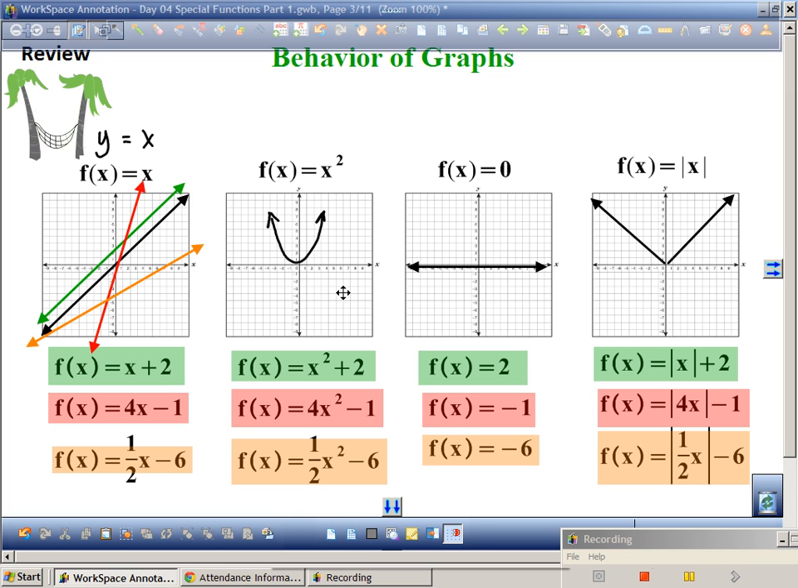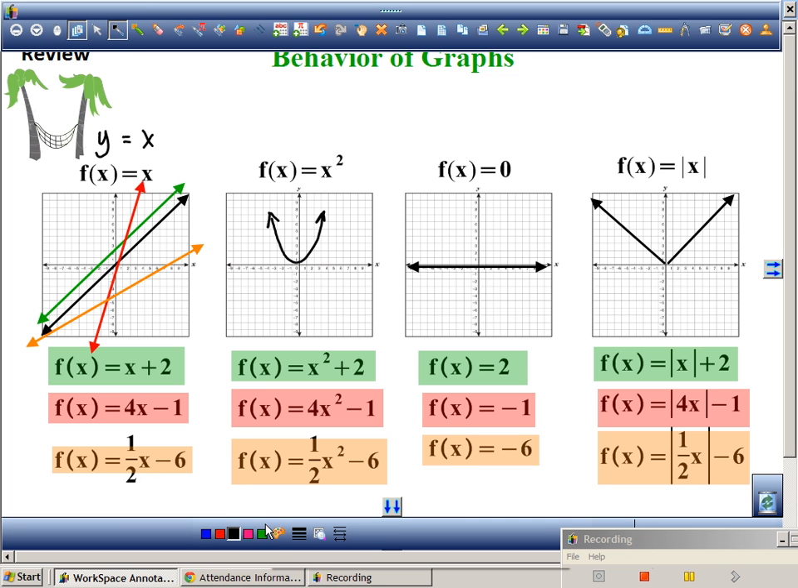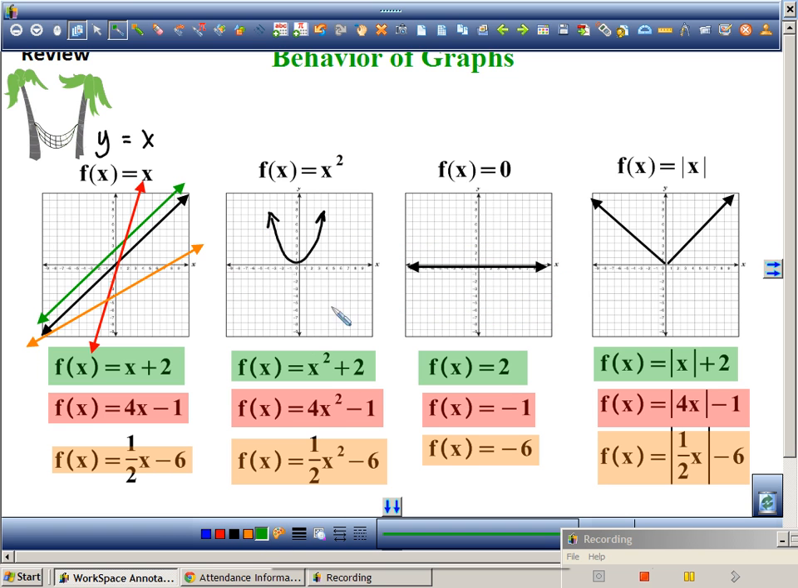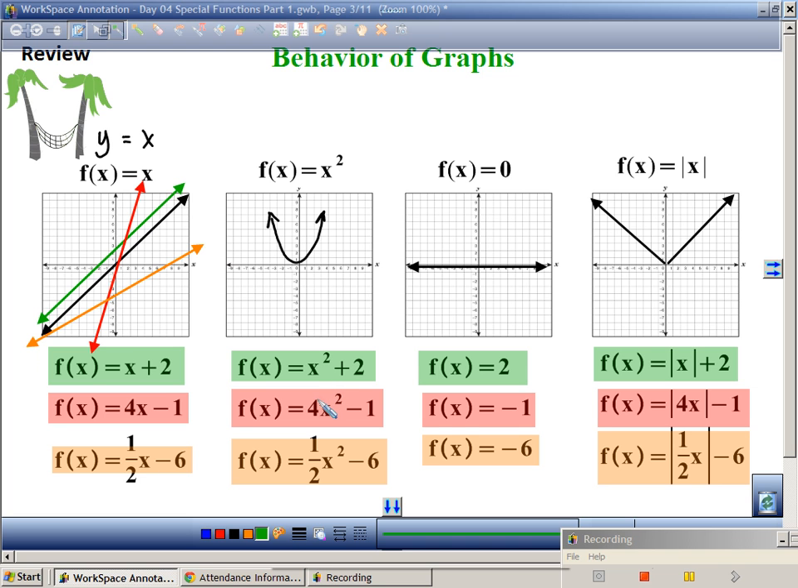All that work and it's not going to work. Alright, I'm just going to change the color. We should have gone with pink instead of orange. Okay, let's start with our green. X squared plus 2. What's going to happen to it? It's going to shift up 2, right?